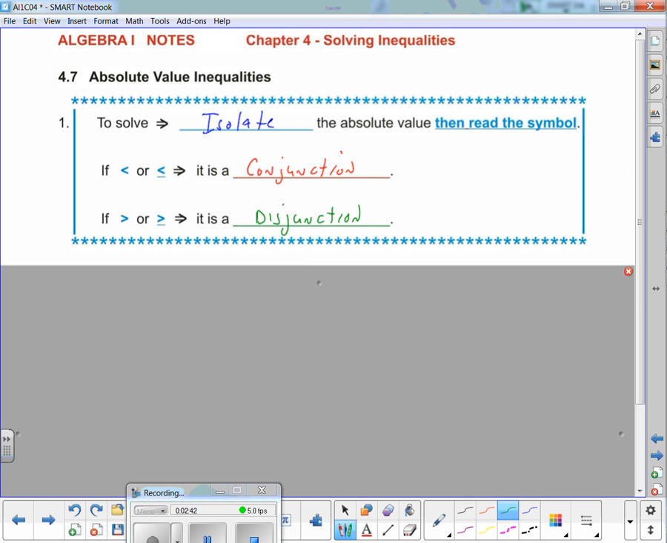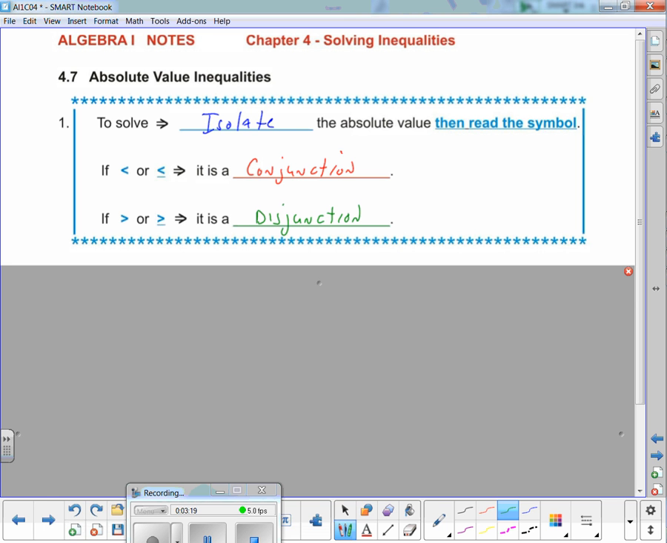Now, do you have to memorize less than or equal to is a conjunction, greater than or equal to is a disjunction? No, but that's the easiest way to do it. There is a way to read your graph, I'll show you that, but this is far easier. And it's kind of, in my mind, in alphabetical order. C comes before D, and less than, then greater than. Left to right. But you can't mix those up, obviously. If you get them backwards, then you're going to miss.